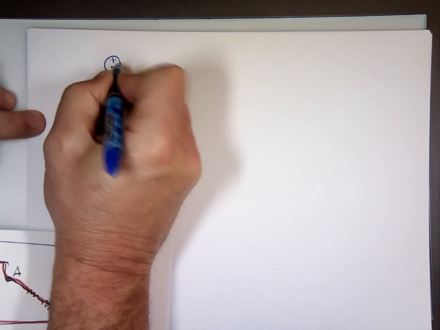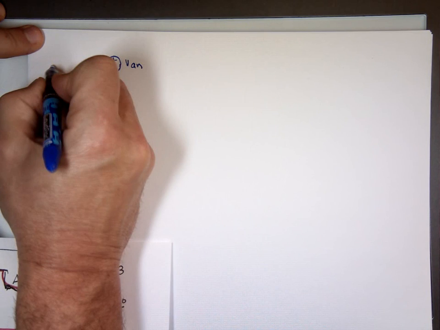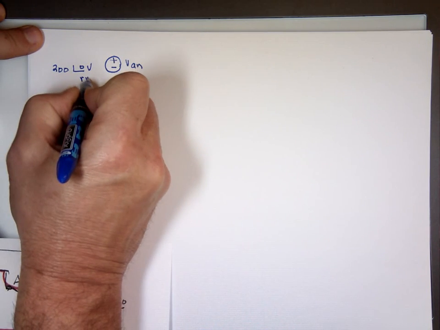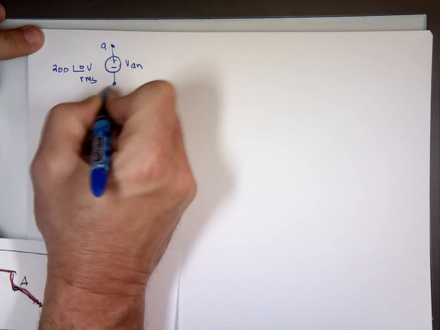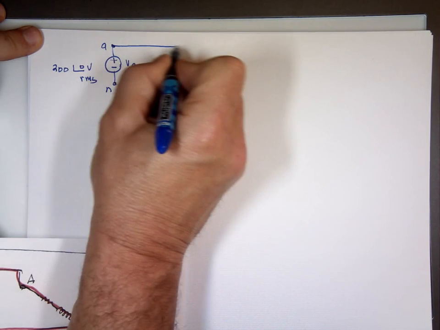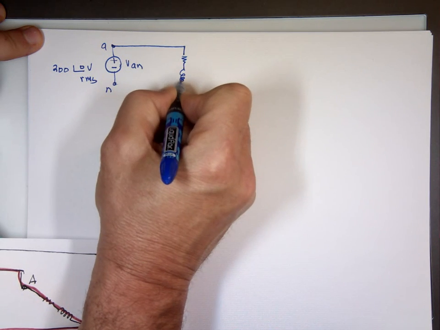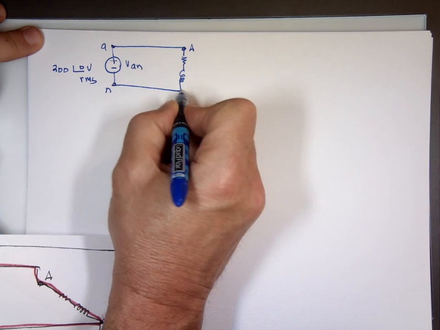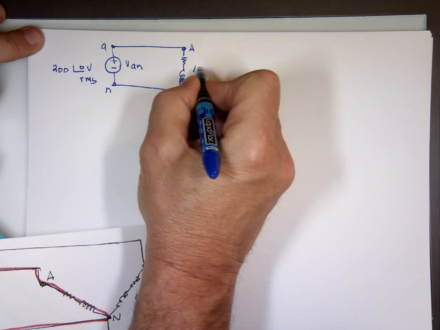So looking at one phase, this is what I see. I see VAN here, which happens to be what? 200 angle 0 volts RMS. This is A. This is N. It's going through a resistor and an inductor. This is capital A. This is capital N. And the value for this is what? 100 angle 60.